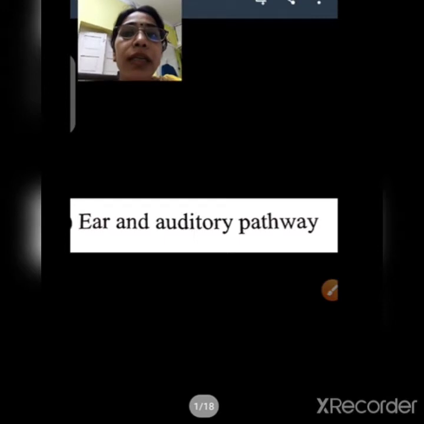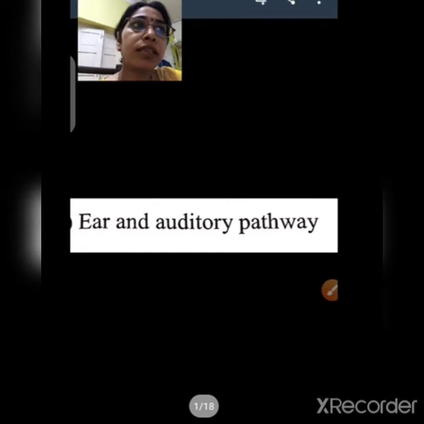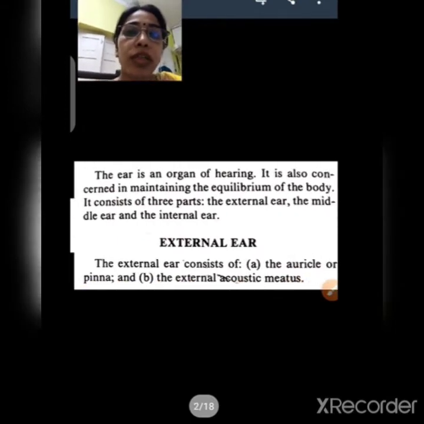Today we'll study the ear and auditory pathway. The ear is an organ of hearing. It is also concerned in maintaining equilibrium of the body. It consists of three parts: the external ear, the middle ear, and the internal ear. The external ear consists of the auricle or pinna and the external acoustic meatus.